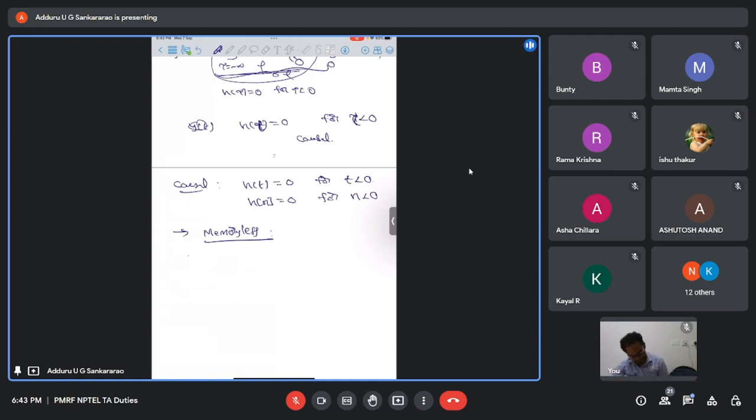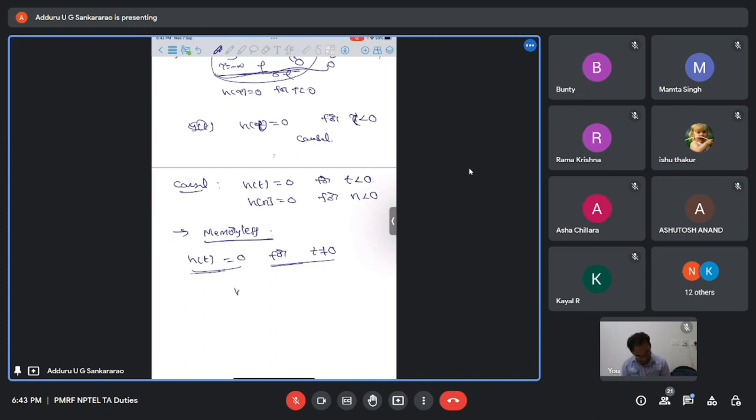Now for an LTI system to be memoryless, if h of t is 0 for t not equal to 0, then it is called a memoryless system. That means it should depend only on the present values of the input. It should not depend on the past values of input. When h of t is 0 for t not equal to 0, then it is called memoryless.